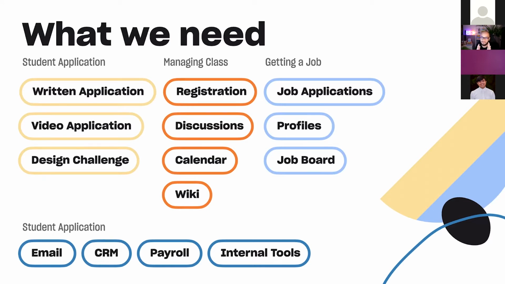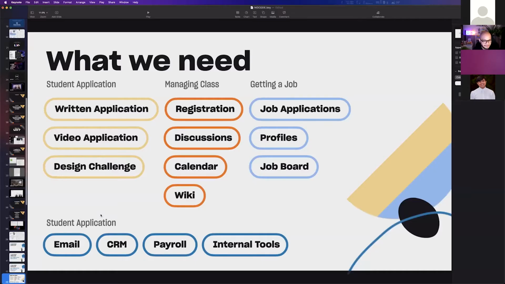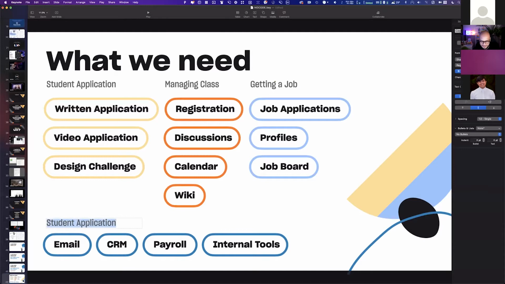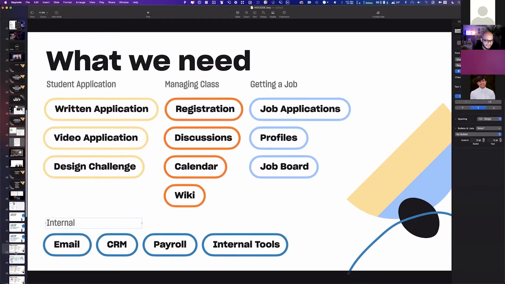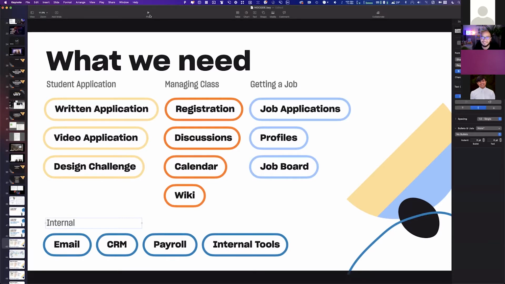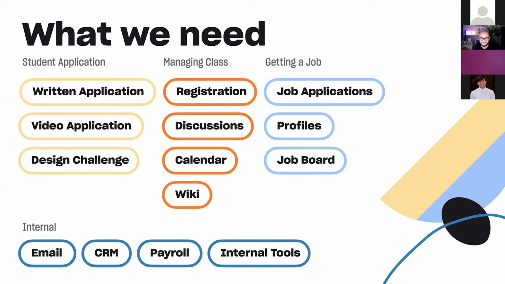And then after the course itself, there's getting a job. There's job applications, there's profiles, and then there's job boards. So our student profiles, how they apply for jobs. And then in the back of it, I labeled that wrong, but that should be internal. So there's going to be a bunch of slides that have the wrong label for that. But that's basically internally, we have email, CRM, payroll, internal tools. So let's figure it out. I'll figure it out as I go.